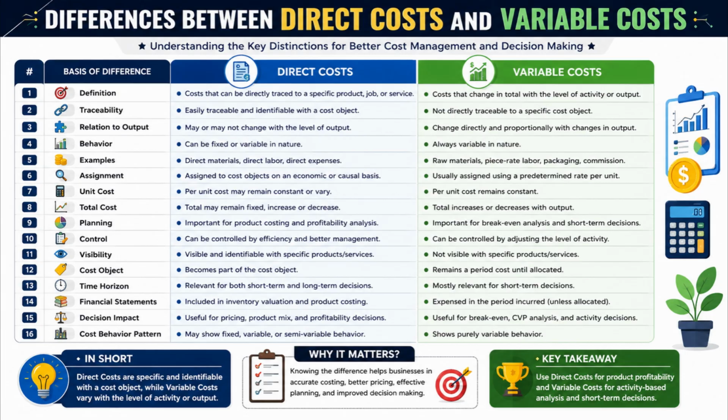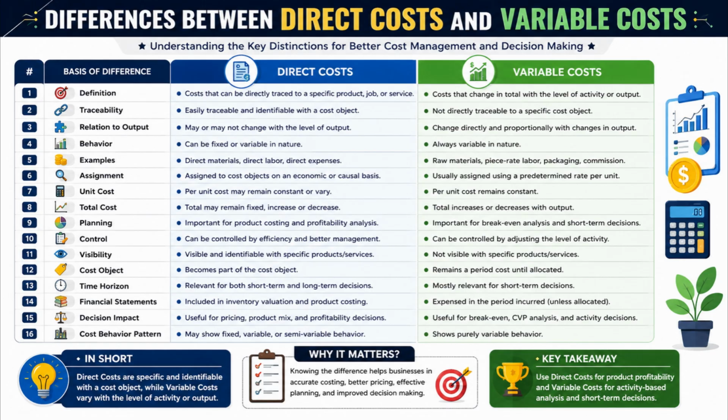In this video, we will discuss the differences between direct costs and variable costs in a simple and easy way. Number 1. Direct costs are expenses directly linked to a specific product or project, whereas variable costs are expenses that change according to production volume.